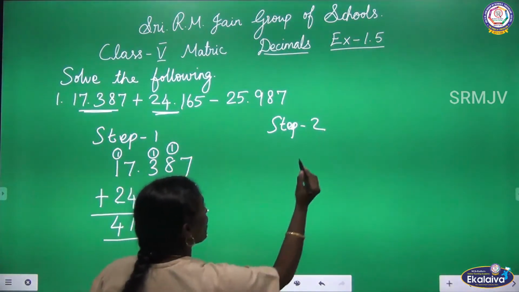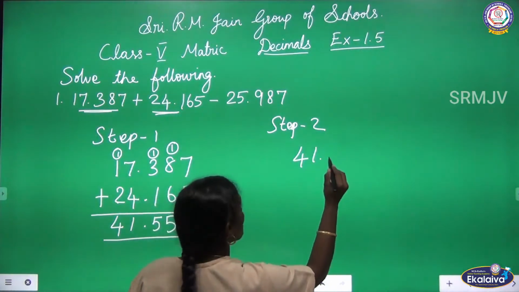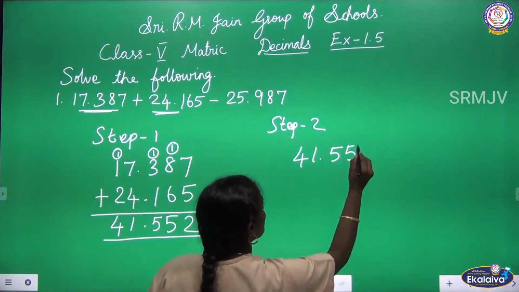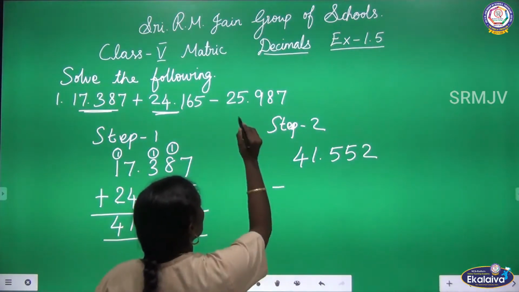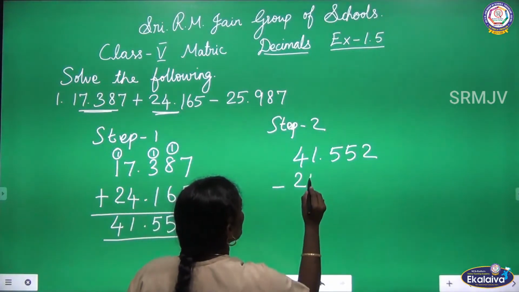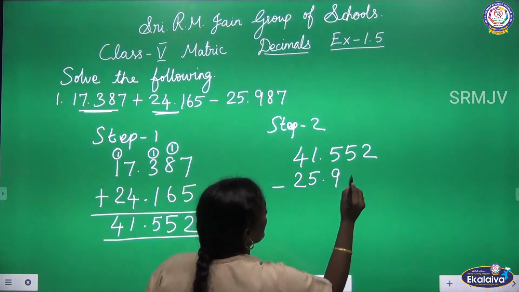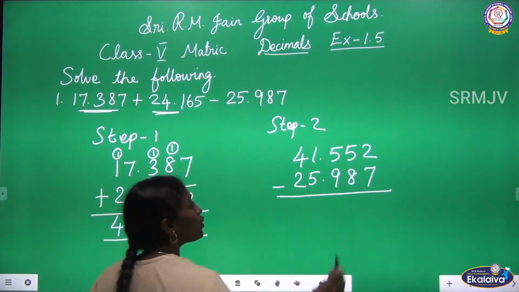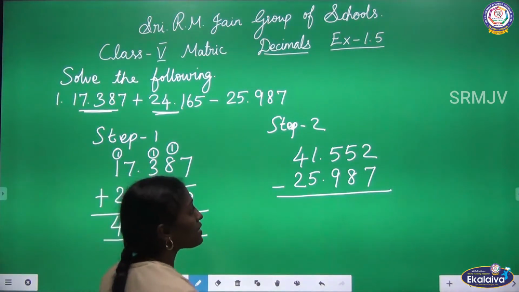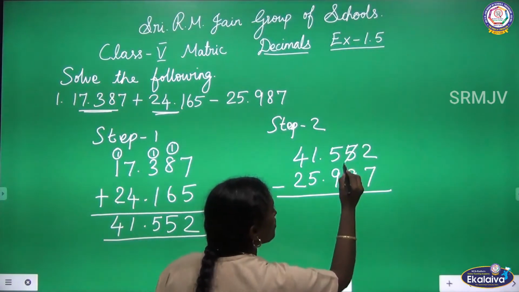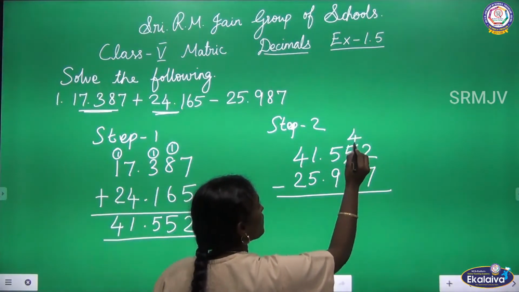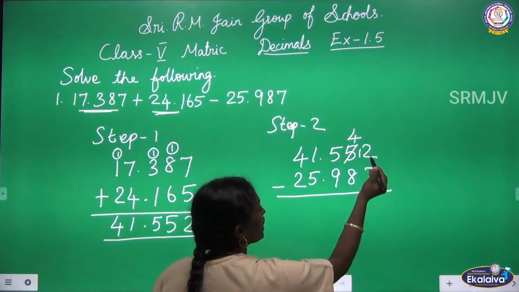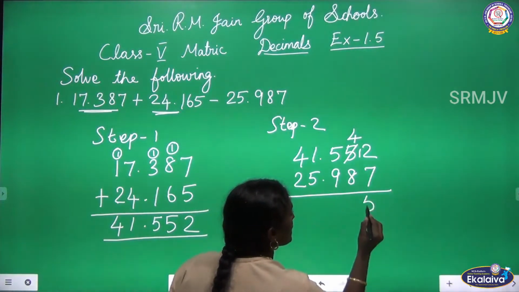Step 2, first we have to write the answer. 41.552 minus the third number 25.987. Here 2 minus 7, we can't subtract 7 from 2. So we have to borrow from 5. 5 will become 4. 2 will become 12. 12 minus 7, that is 5.